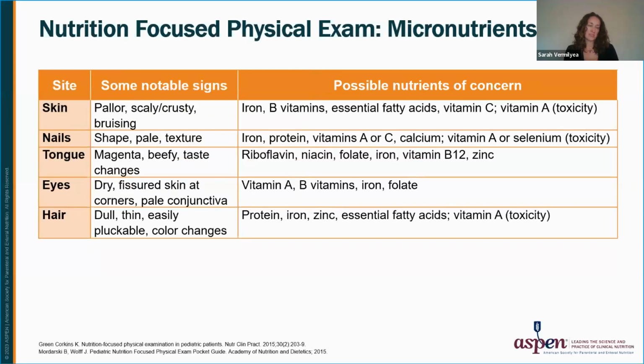Looking at micronutrients again, these are some of the sites we're looking at, a grouping of signs you might see, and some possible nutrients of concern. So this is when we're looking at the body. We don't really have anything in particular we're looking for. We're just doing a full comprehensive exam. We're looking at skin, the nails, the tongue, and anything that we're noticing that is not what we're expecting or is out of the ordinary. We're documenting that, and then we're taking that information to find out what are the possible nutrients of concern.